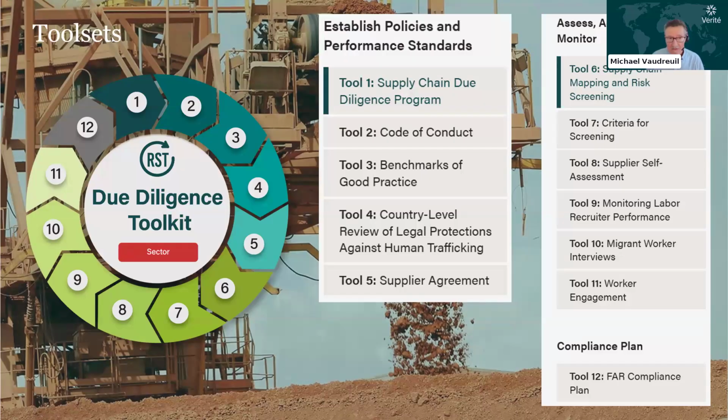And finally, Tool 11 is kind of a form of stakeholder engagement and essentially focuses on workers. How do you proactively involve them to get continual feedback on the suitability of workplace practices and programs? And then how do you set up an effective grievance mechanism so that workers can, if they do believe there are violations of their rights, report and have those remediated to their satisfaction?